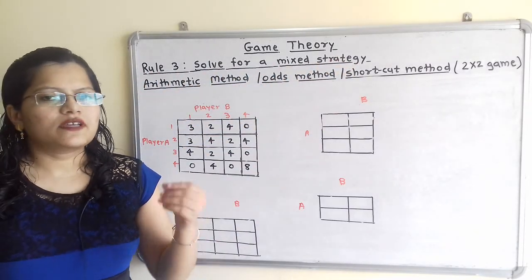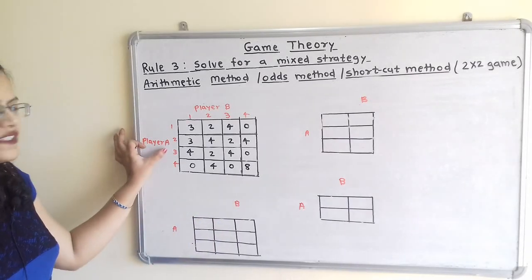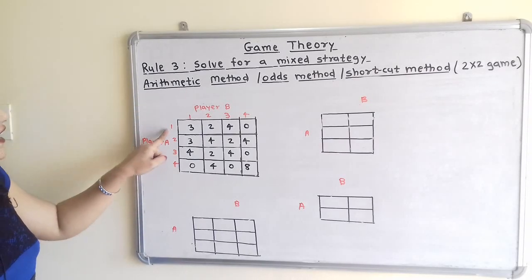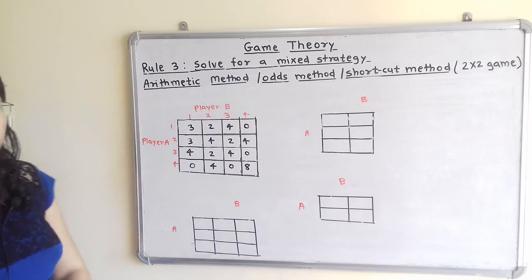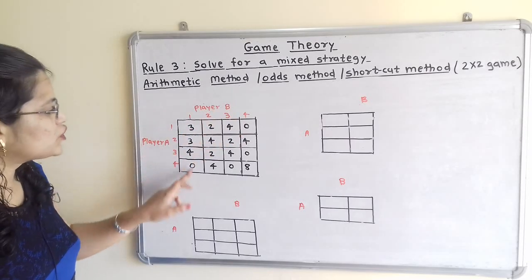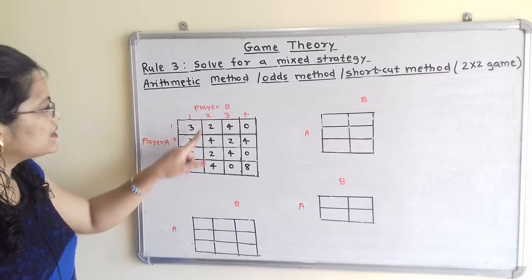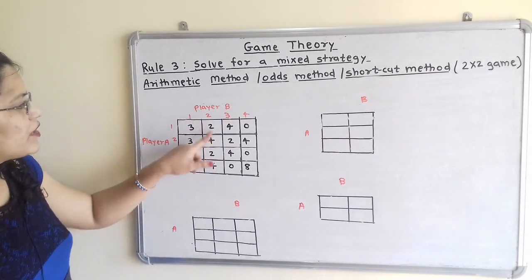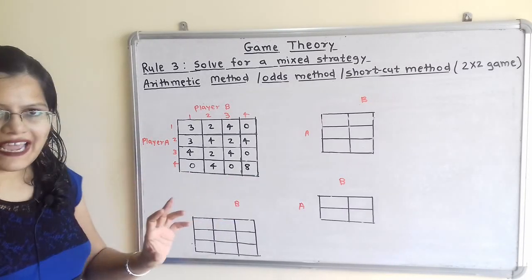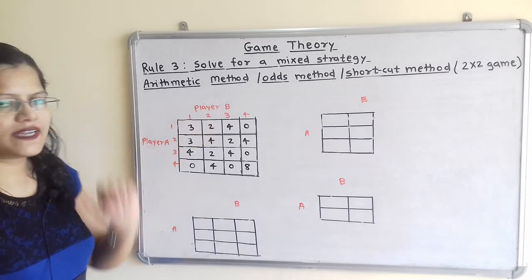Let us understand the meaning of mixed strategy. In mixed strategy, player A must determine what portion of time to play each strategy. So these strategies are along the rows for player A. In the same way, player B must determine what portion of time to play each strategy. Now for player B, each strategy is along the column, that is column number 1, 2, 3 and 4. So here we have to determine the portion of time for strategy 1, 2, 3, 4 for player A as well as player B.